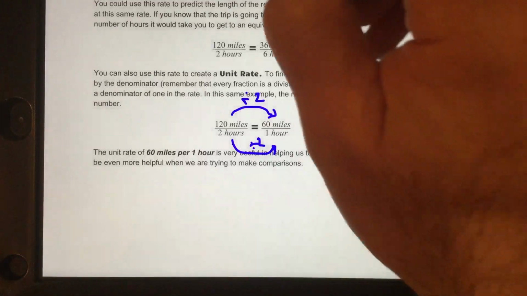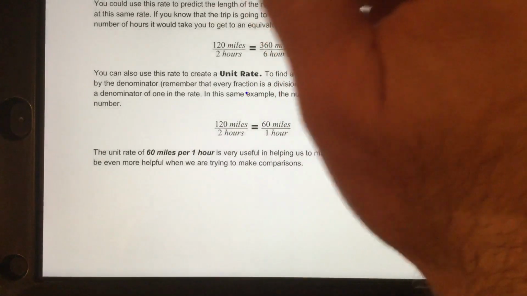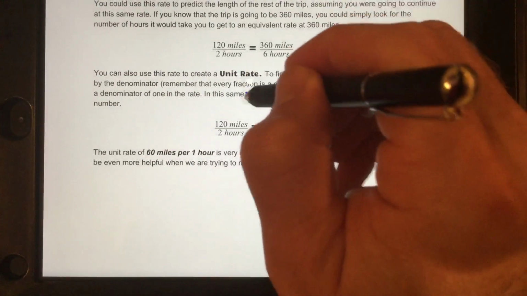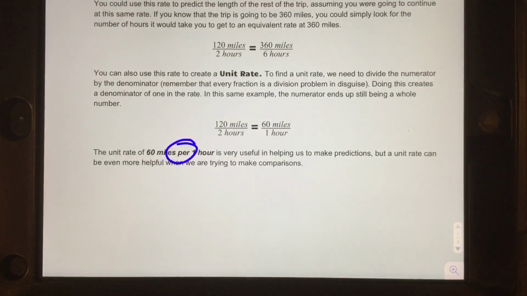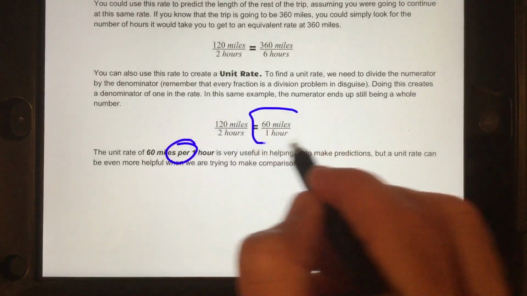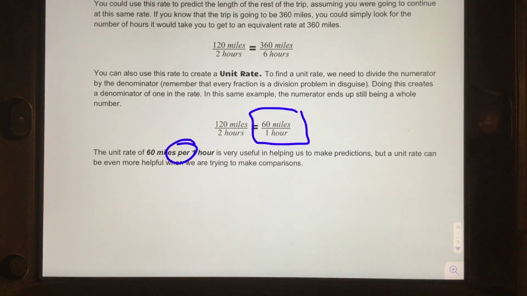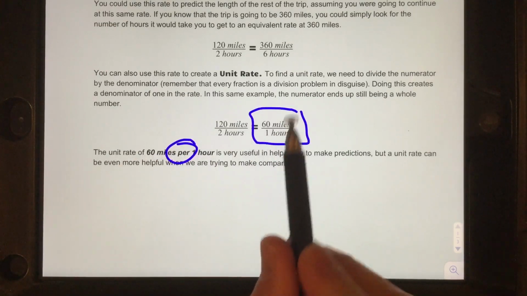Now, in this example, they all came out to be whole numbers. Okay? But they're not always going to be whole numbers. Oh, before I do that, let's talk about this word here, per. The unit rate then, which is right here, remember we said a unit rate has a denominator of 1, so we have 1 hour there. The unit rate then we say is 60 miles per hour.